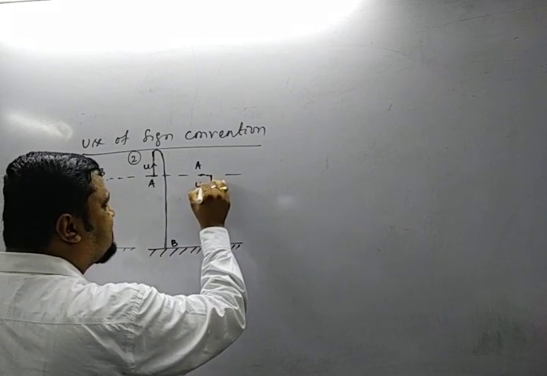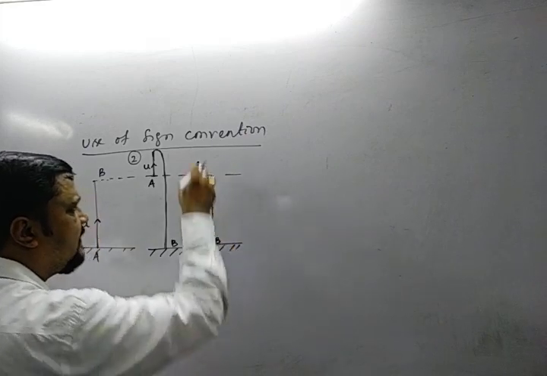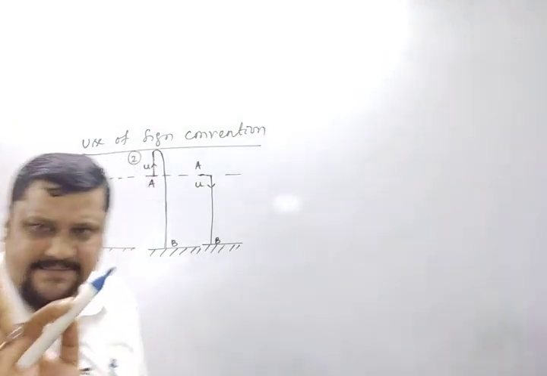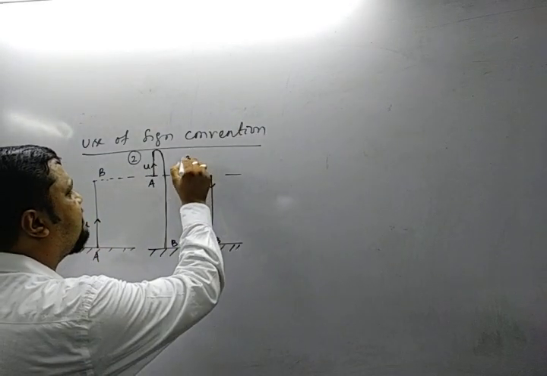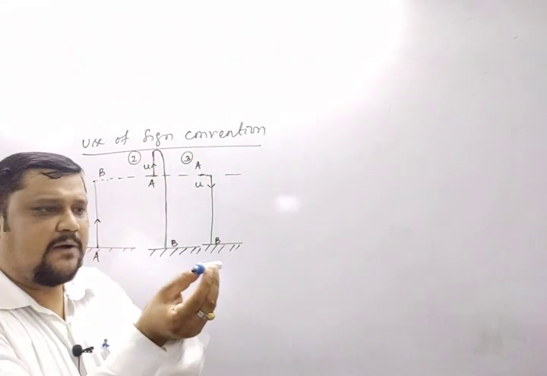Here it is projected with velocity u and height is h, and this is point B. It falls like this. First case, see that simple example, sir. In the first one, this is your number 3. In the first one, body, suppose this is the ground level.